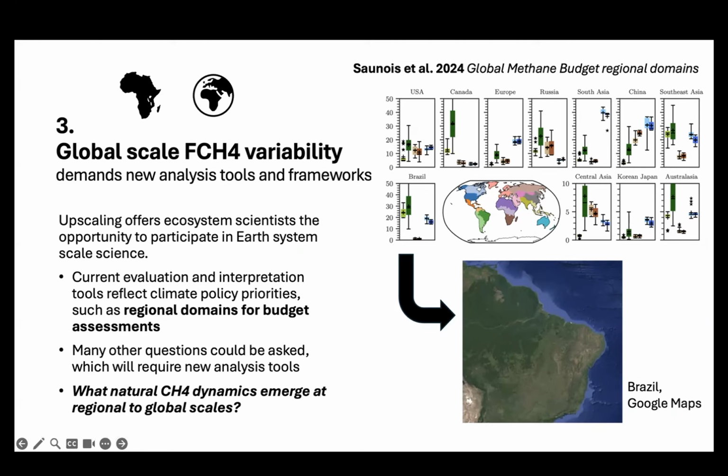Just to illustrate that, in the most recent global methane budget, there is an estimate here in the lower left for emissions from Brazil. But in terms of ecoregion, that doesn't really correspond much. It doesn't really tell us much about the ecosystem processes or conditions on the ground. You can see there's a huge gradient in ecosystem cover, probably also moisture and soil conditions. And so as an ecosystem scientist, I'm excited by what we can learn about the emergent dynamics of methane at global scales.